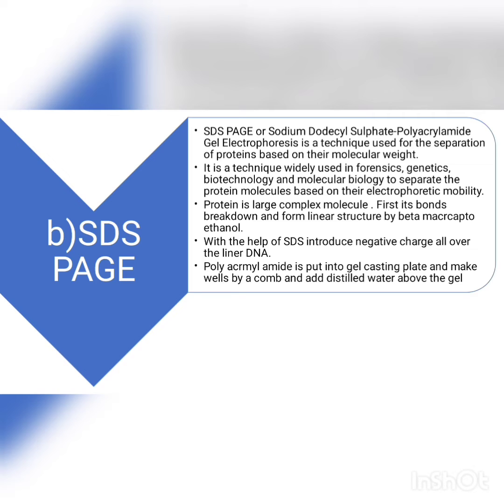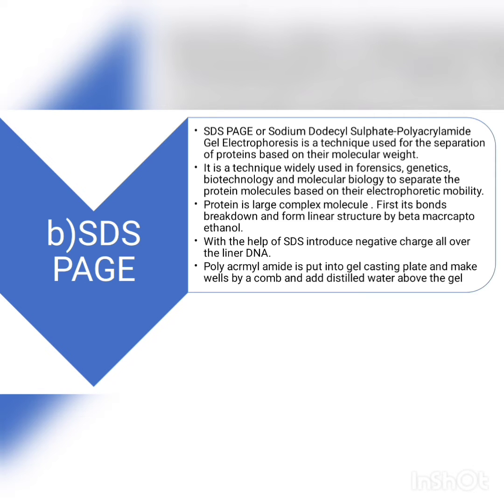Next one is SDS-PAGE. It's a type of gel electrophoresis. This is a technique used for separation of proteins based on molecular weight. It is widely used in forensics, genetics, biotechnology, and molecular biology to separate protein molecules based on their electrophoretic mobility. A protein is a large complex molecule. First, its bonds are broken down to form a linear structure by beta mercaptoethanol. So we get a linear structure of the protein. Then we want to introduce a negative charge. With the help of SDS, we introduce a negative charge all over the linear protein.